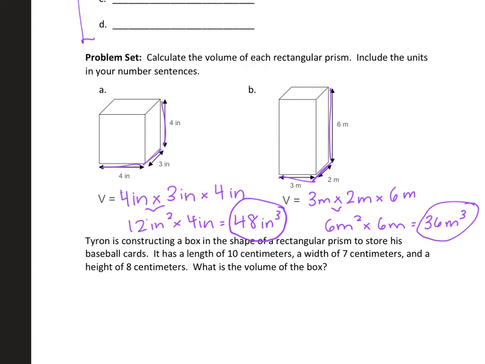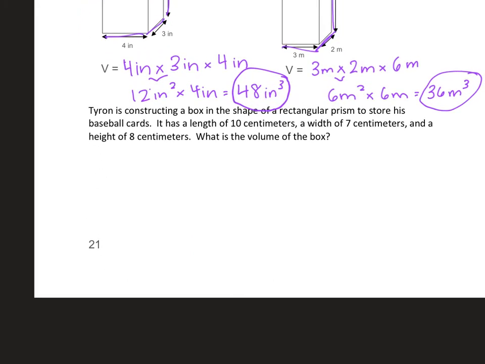All right, let's see. Now we have a word problem. Tyrone is constructing a box in the shape of a rectangle prism to store his baseball cards. It has a length of 10 centimeters, a width of 7 centimeters, and a height of 8 centimeters. So I'm annotating that word problem. And then the question I have to answer is, what is the volume of the box?